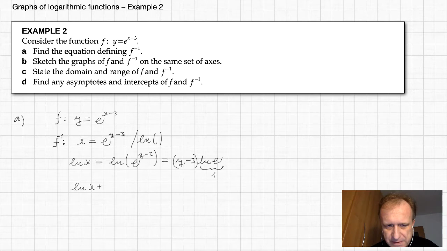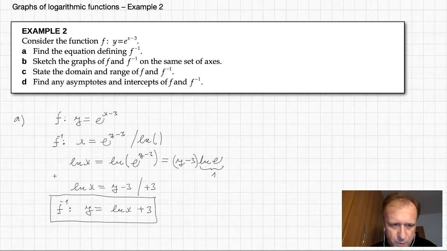logarithm of x equals y minus 3, and this will enable us to express y by adding 3 to both sides. So our equation for the inverse is y equals logarithm of x plus 3. And here it is, the equation that we wanted. So this was the original function, and here I have the inverse. The original one was the exponential function, and the inverse is the logarithmic function.